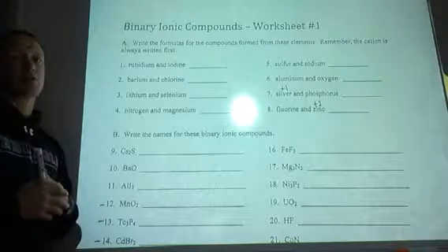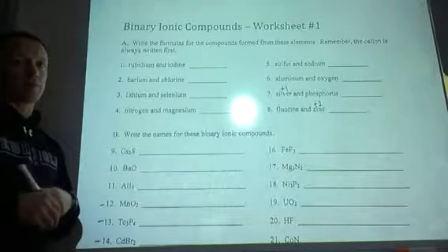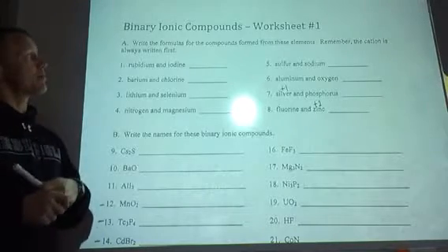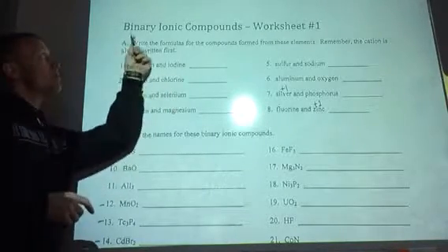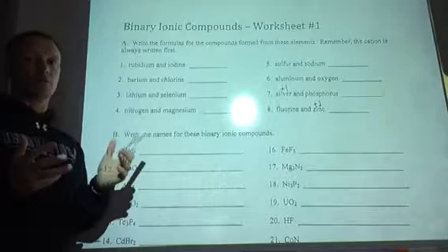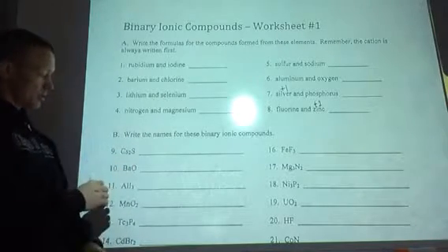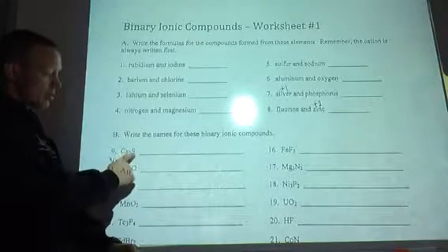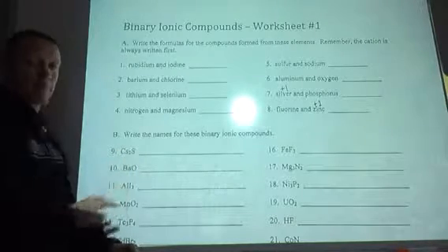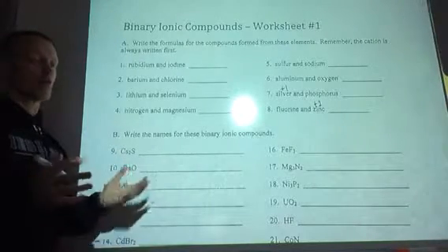This video is on writing chemical formulas for binary ionic compounds. Again, these are ionic compounds, meaning there's a metal and a nonmetal. Binary means there's only two elements involved. You could have multiple atoms. Here you have two atoms of cesium, one atom of sulfur, but there's just a metal and a nonmetal, just two different elements involved, not three or four different elements.